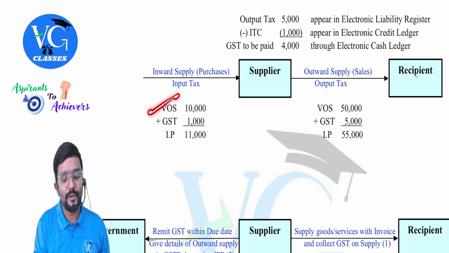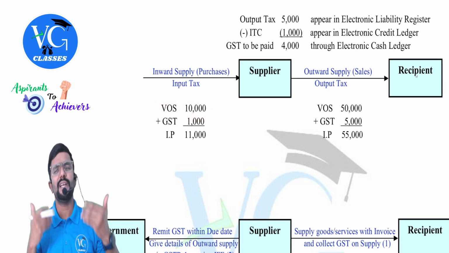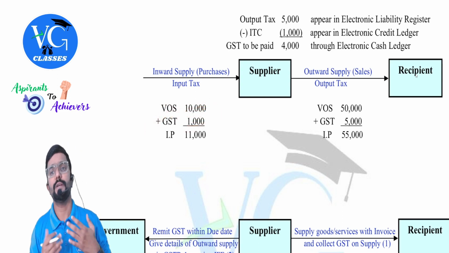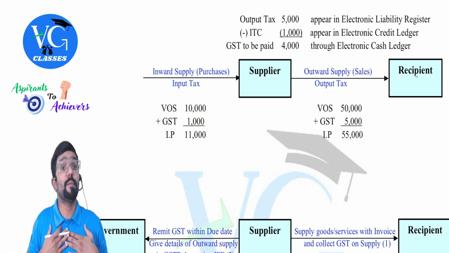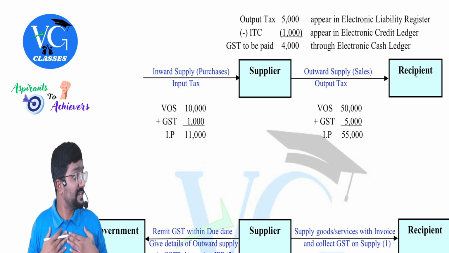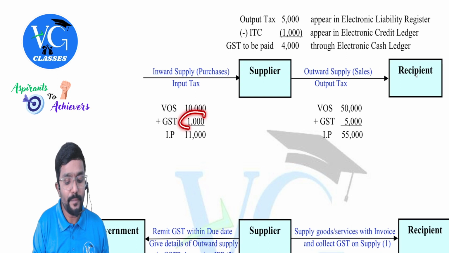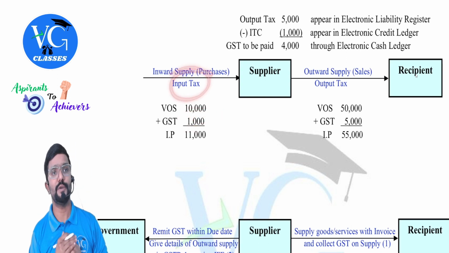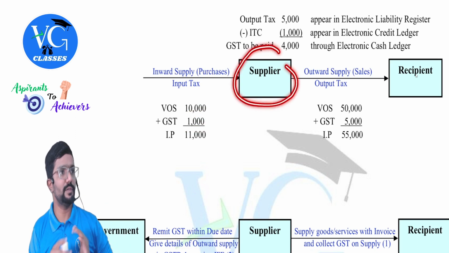On purchases, what is the value of supply, guys? 10,000. On that, let us take GST at 10%. So GST at 10% comes to 1000. So my supplier has collected how much from me? I was the recipient for purchases. My supplier has collected how much from me? 11,000. And he will deposit 1,000 with the government. Yes. What is that called for me? Input tax.